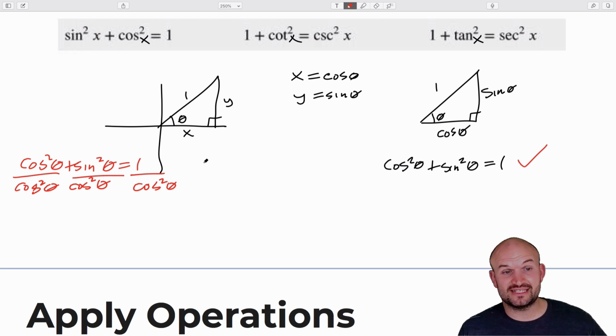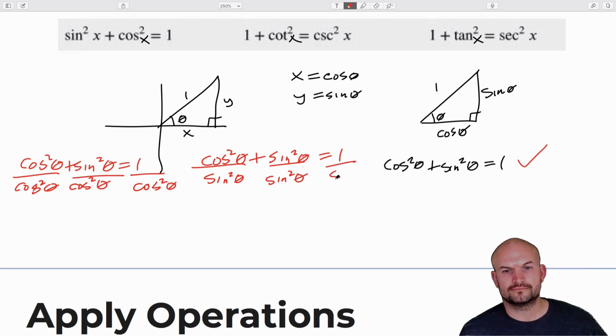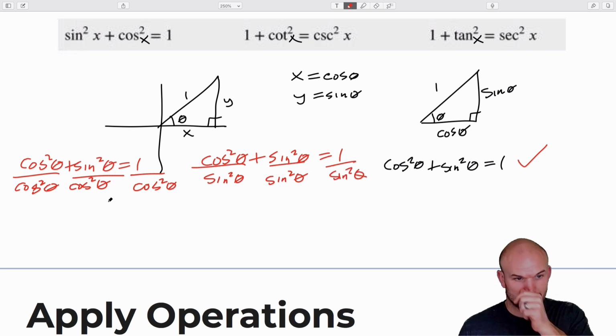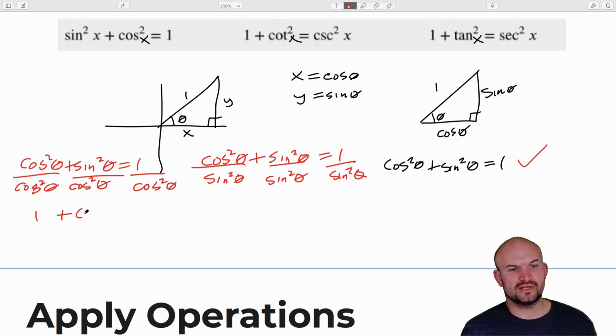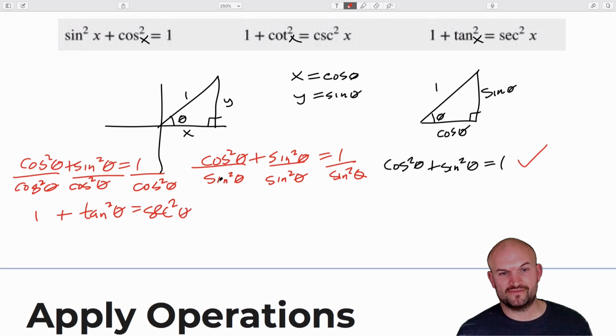Similarly, what happens if I take this Pythagorean identity and let's say I divide everything by sine squared of theta? Okay, here I get 1 plus tangent equals 1 over cosine is secant squared of theta.